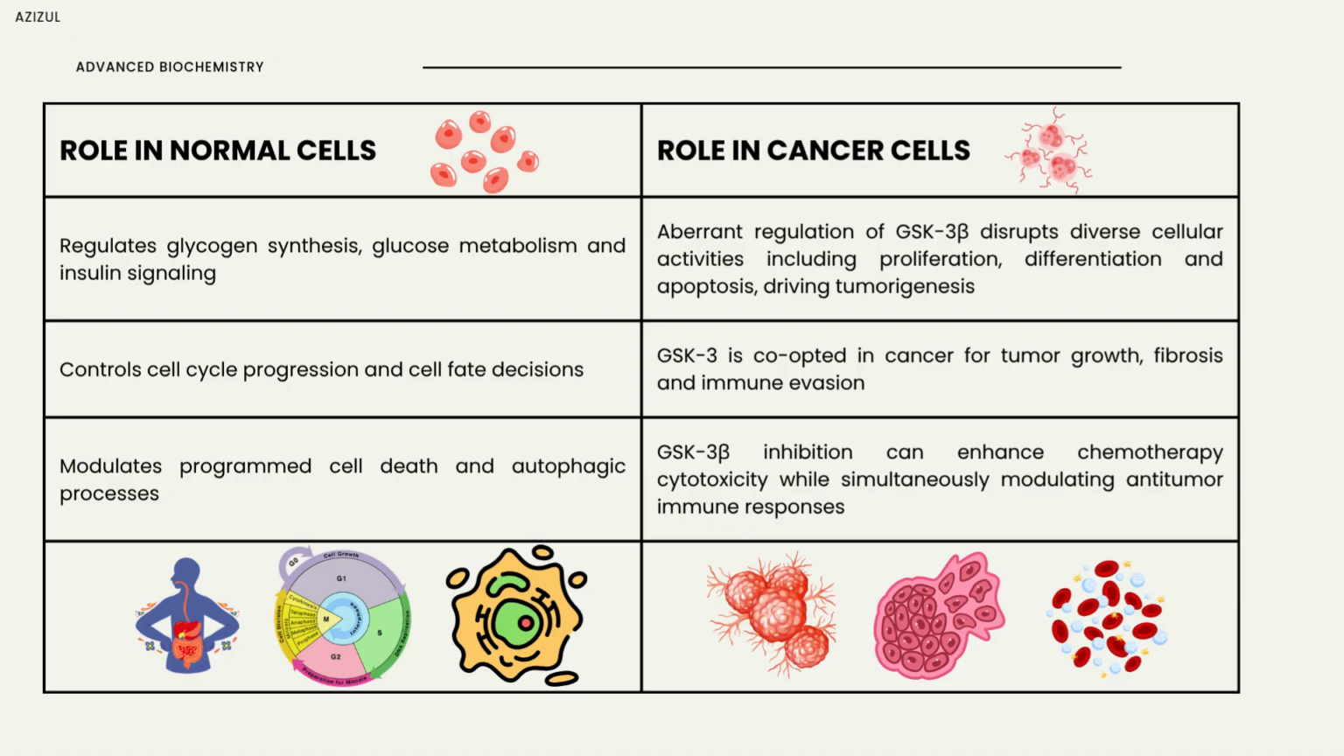For its role in cancer cells, aberrant regulation of GSK-3 beta disrupts cellular activity including proliferation, differentiation, and apoptosis, driving tumorigenesis. GSK-3 is co-opted in cancer for tumor growth, fibrosis, and immune evasion. GSK-3 beta inhibition can enhance chemotherapy cytotoxicity while simultaneously modulating the anti-tumor immune response.